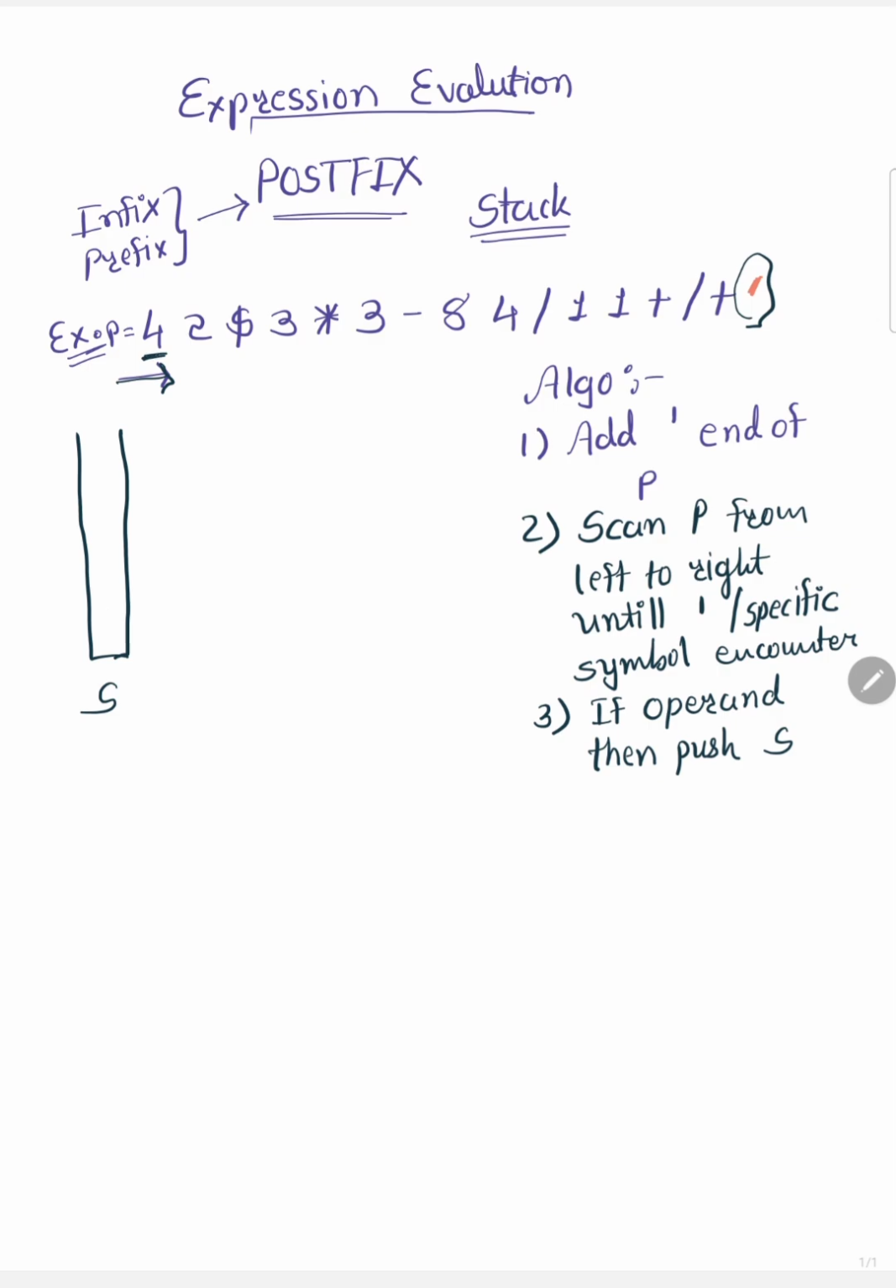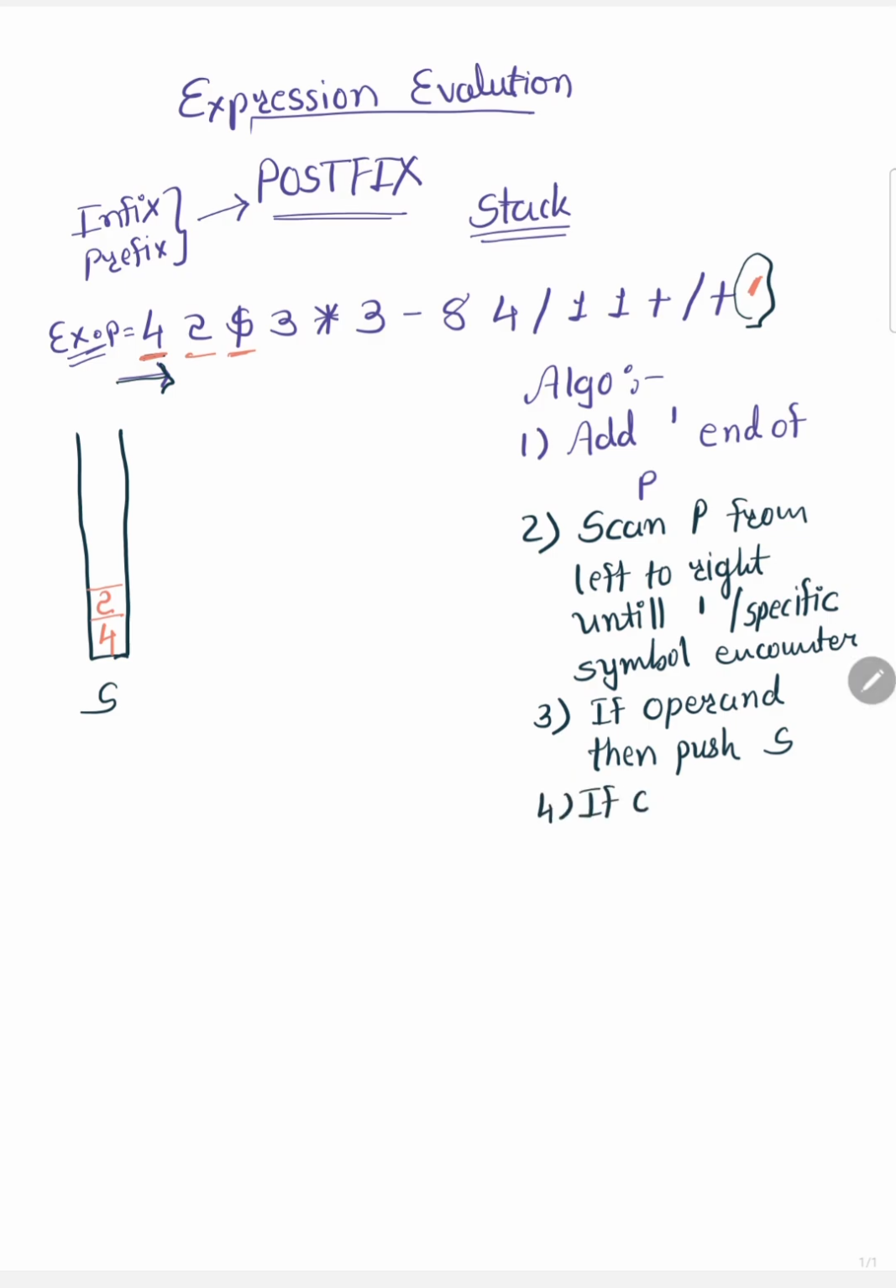The first character is 4, so I'm pushing 4 over here. The next element is 2. Again, no need to think, directly push it to the stack S. So 4 and 2 are over here. Now the next character is dollar. Dollar means power, so it's an operator.